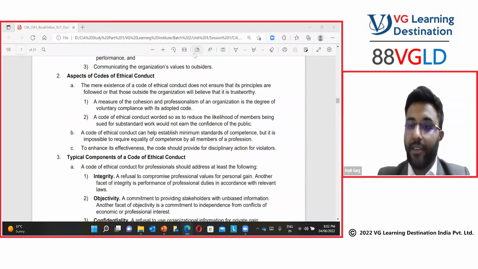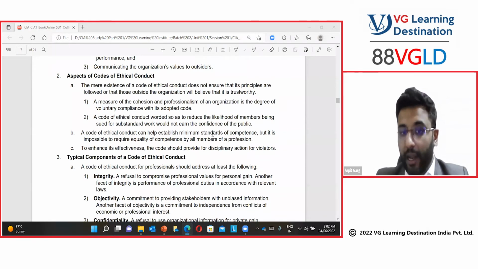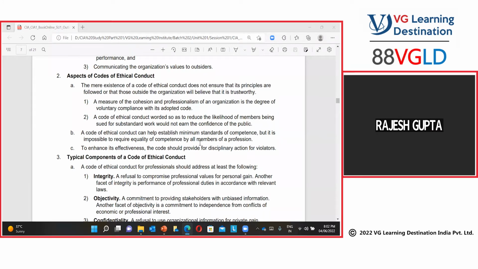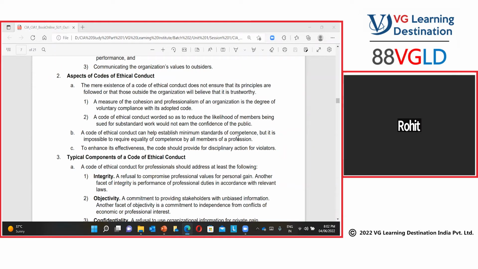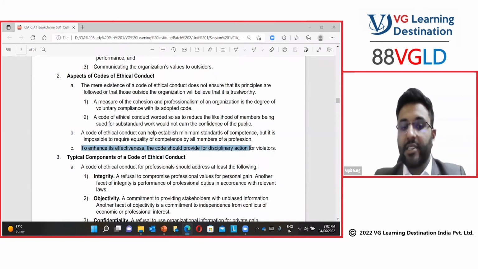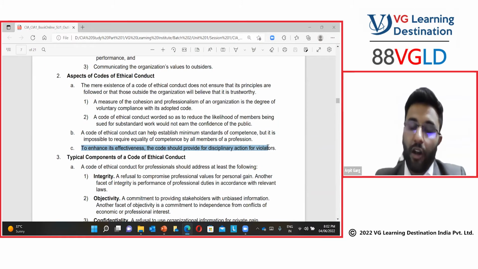Again, asking you the same question: a code of ethical conduct can help establish minimum standards of competence, but it is impossible to require equality of competence by all members of a profession. So is competency an individual level thing, or a team level, collective thing that we look for? Team level, right? That's what we have to remember. And finally, please highlight this: to enhance the code of ethical conduct's effectiveness, the code should provide for disciplinary action for violators.